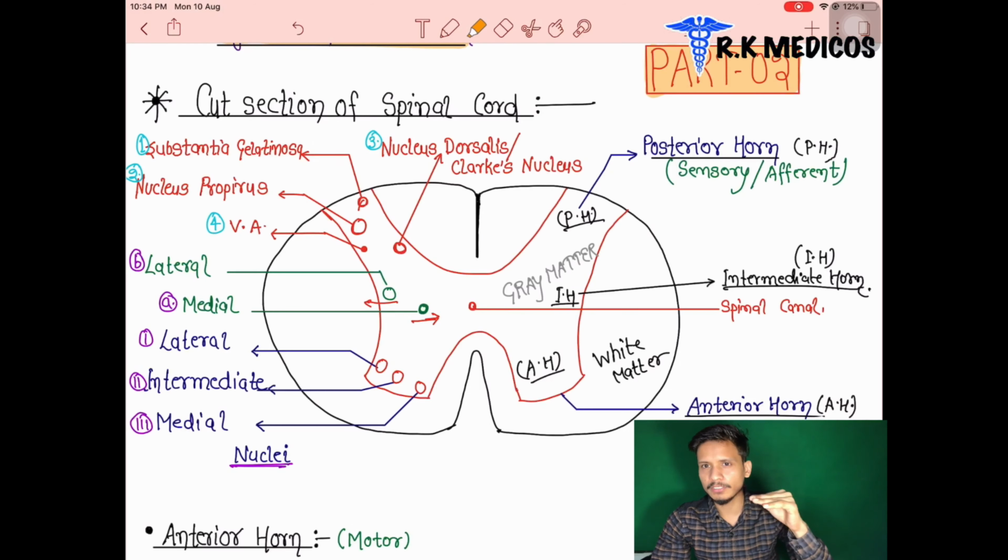In this section we are going to see about the cut sections of the spinal cord. Now we are going to cut the spinal cord from any region and see what the appearance is, what different parts we can see inside the spinal cord after the cutting. So we can see here in this picture, this is the cut section of a spinal cord.